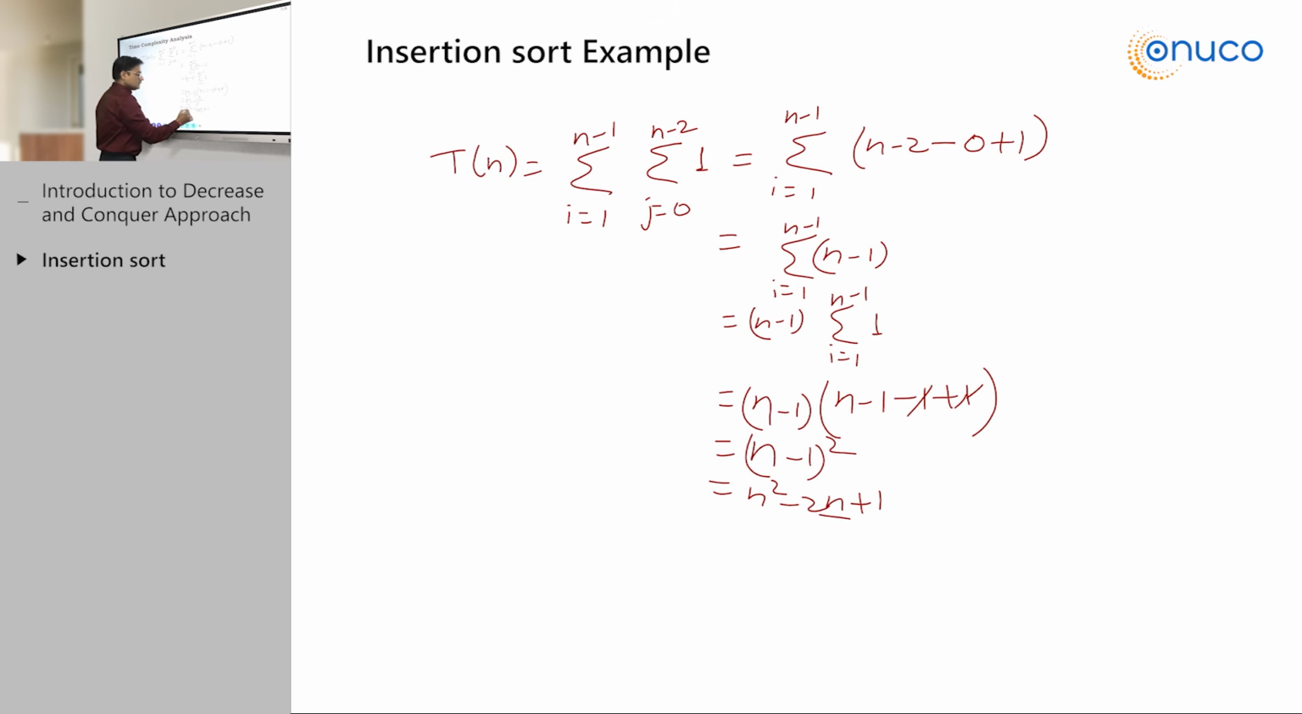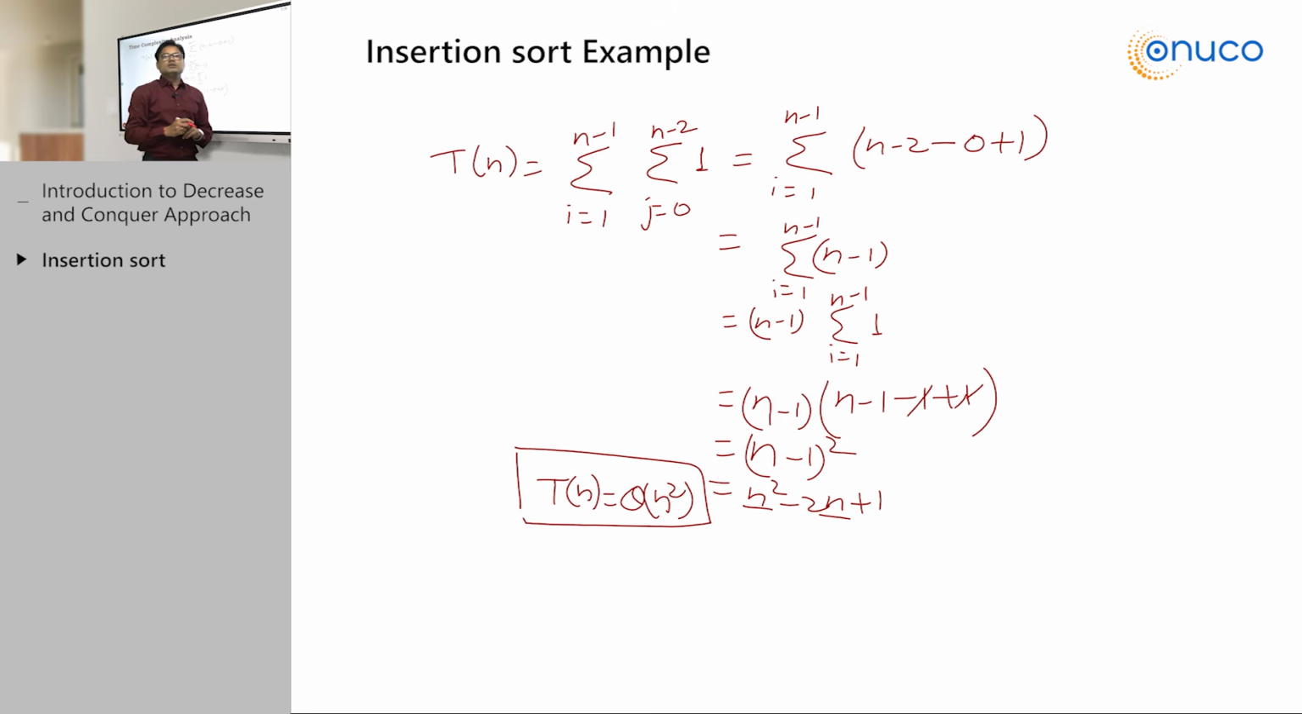So this is the linear part, this is the quadratic part. So what will be the time complexity, friend? T of n is theta of n square. Time complexity of insertion sort is theta of n square. Now the question is, this is the worst case scenario, where we get theta of n square. But there is a chance where the elements are already in increasing order.